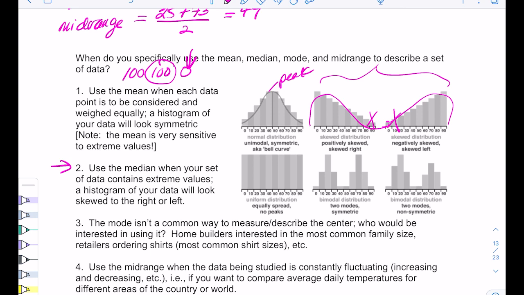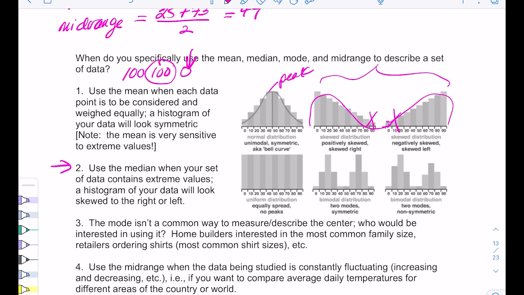The average, however, is affected. We say in statistics it's sensitive to extreme values. Like the average just changed. It went from being 100 down to a 67. So it dropped 33 points just because of that one data value, that extreme value. So when the data is symmetric, use the mean. When it is skewed, use the median.